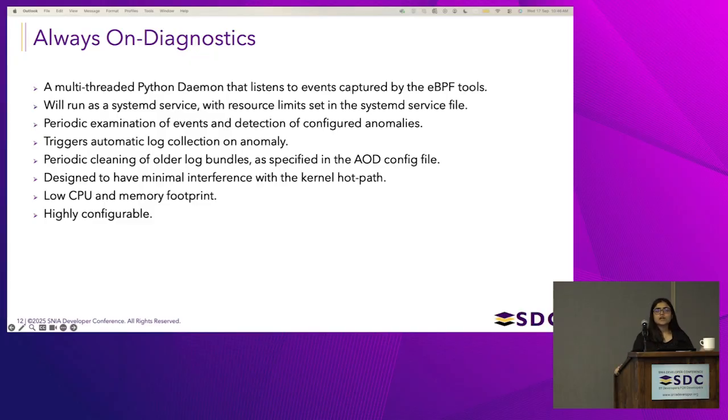When we ship AOD, it will run as a systemd service, and in the systemd service file, you can provide certain resource limits so that you can constrain the memory and CPU usage of this particular tool. Additionally, you can also provide a specific disk utilization size inside the AOD config file so that it never exceeds your resource quota. And AOD is going to listen to the stream of events coming from the kernel, and it's going to periodically monitor those events for anomaly. And it is going to trigger log collection as soon as it senses that an anomaly has occurred.